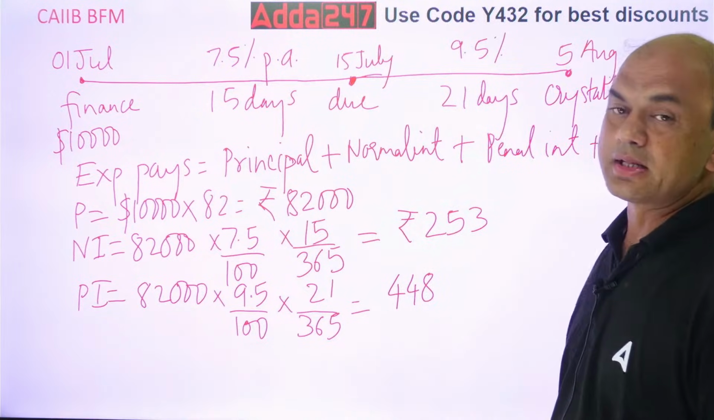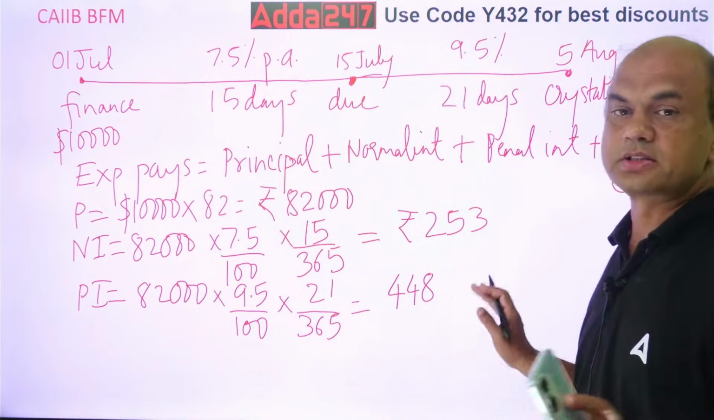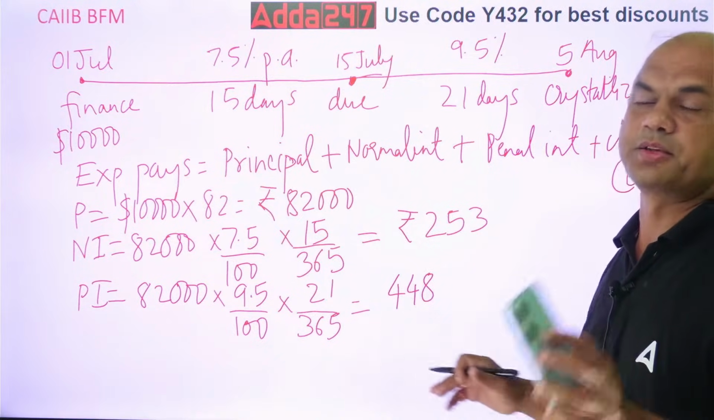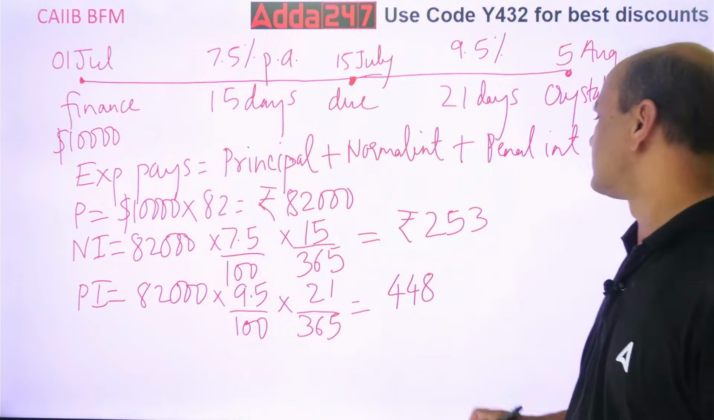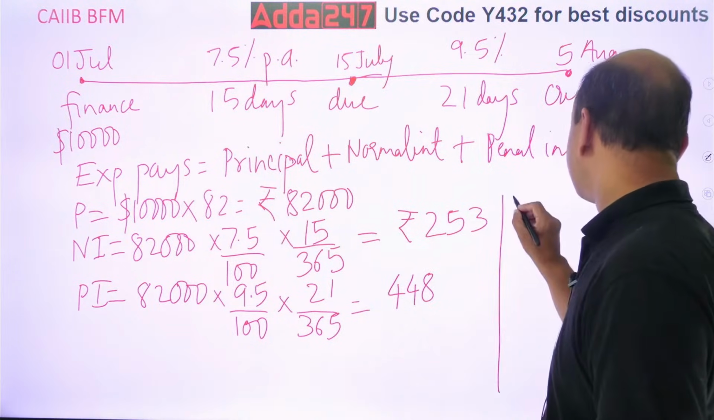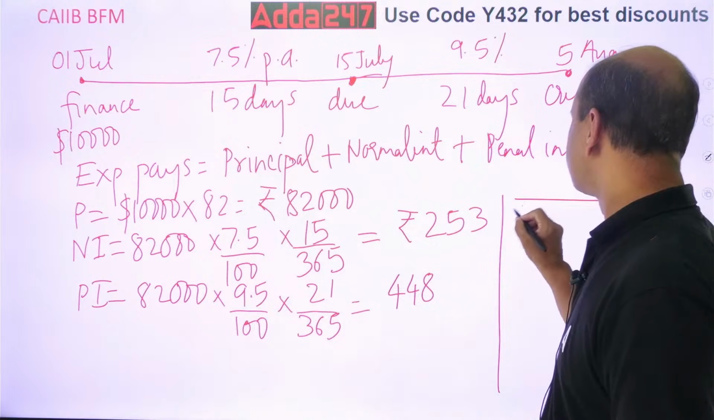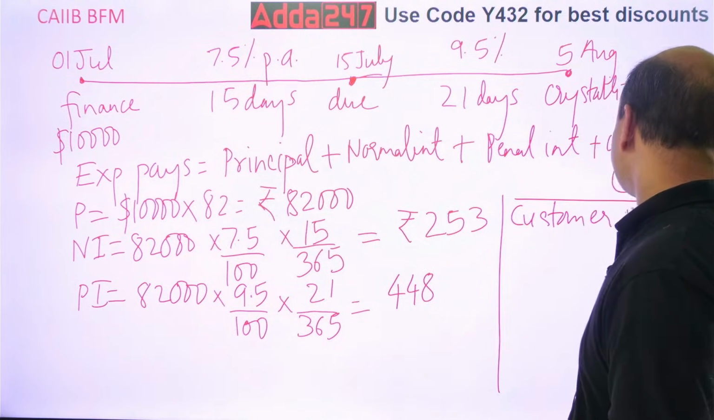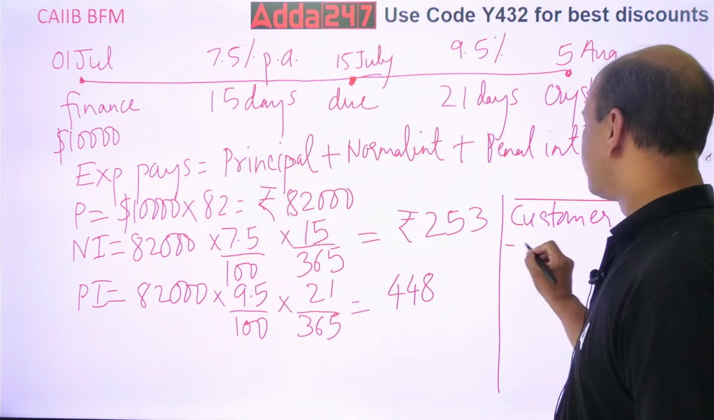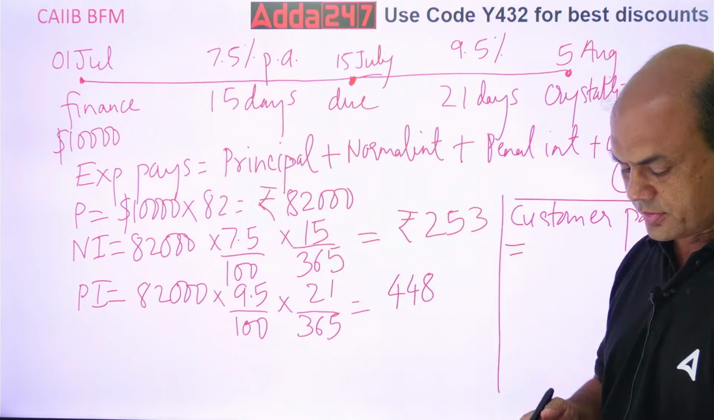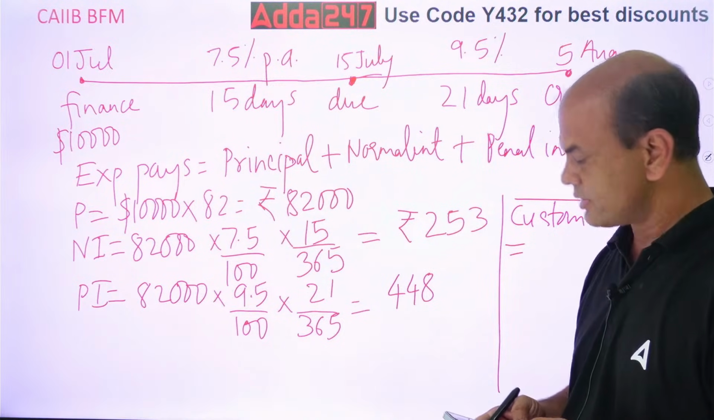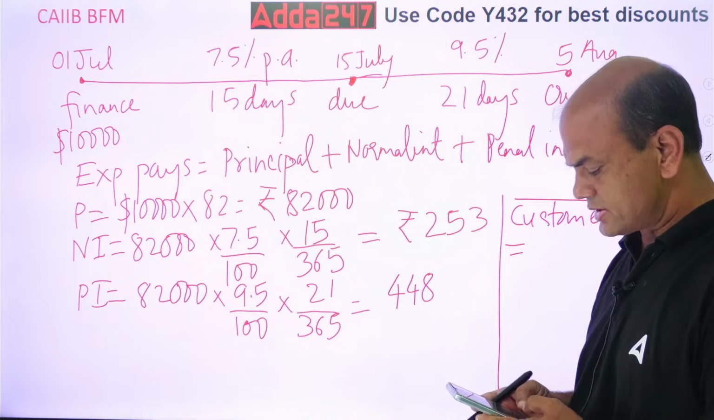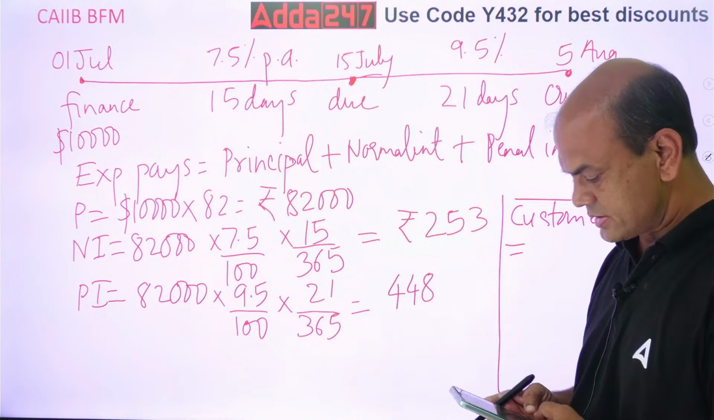What is the final answer then? What should the customer pay me as a bank? I am the bank, and the customer is the exporter. So the exporter pays the total of all these: 82,000 plus 253 plus this last one.